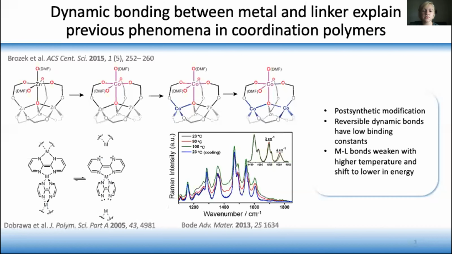And another example is temperature-induced metal ligand bond weakening in self-healing polymers, which was explored using Raman vibrational spectroscopy, where Raman modes of terpyridine shift to lower wave number upon heating the metallopolymer, which indicates decomplexation or dissociation of the metal ligand structure.